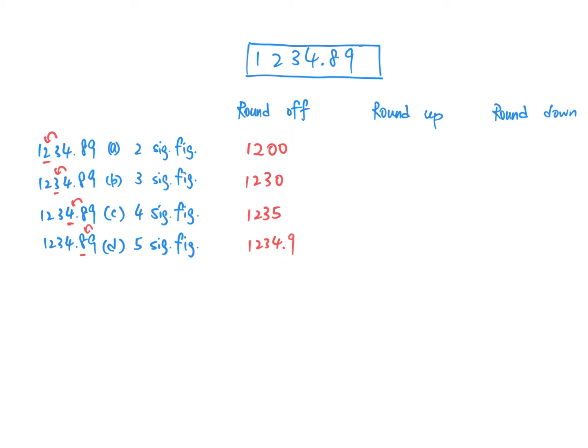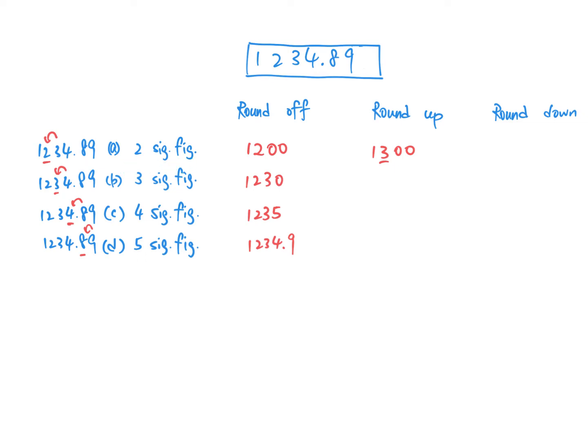Now let's see what is meant by round up. The idea of round up is that we want to make the number larger than itself. For 2 significant figures, the 2 is still 2 here, but we make the number larger than before because we add 1 to 2. Here, we add 1 to 2 and it becomes 3, and the other figures we replace by 0. This is round up: add 1 to the significant figure we want.